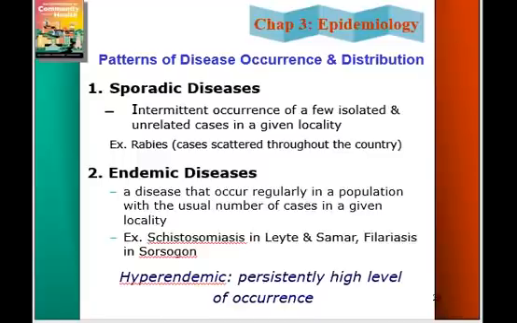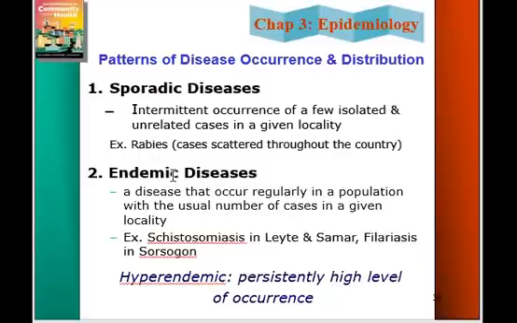Okay. Now, let's proceed with the patterns of disease occurrence and distribution. So, the first pattern that I would like to introduce to you is sporadic disease. So how do we know if a disease is sporadic? So it is sporadic if there is an intermittent occurrence of isolated and unrelated cases. Like for example, we have here rabies. So, ang cases mo ng rabies, kalat-kalat pa siya sa ating bansa. No? And it is intermittent in a specific locale. No? Minsan merong case, minsan wala. So that is a sporadic disease.